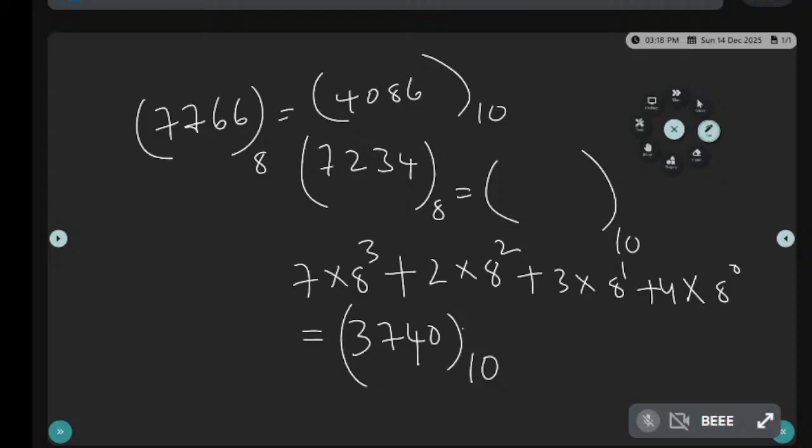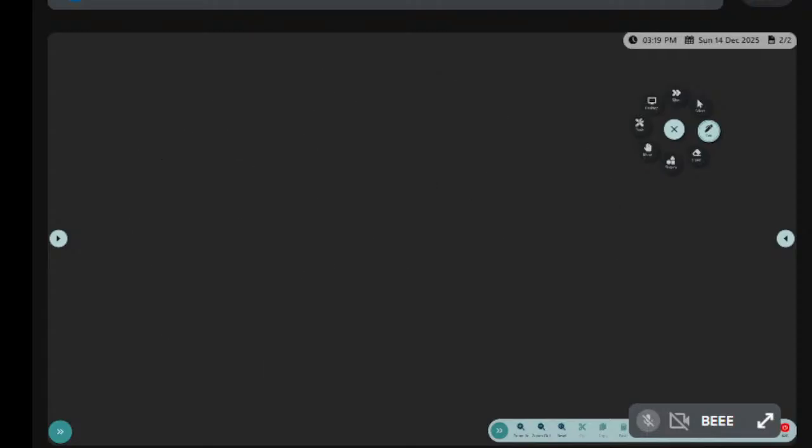No fraction, decimal say. Without decimal it is. Now 475.25 base 8. Convert into decimal. 2 into 8 power minus 1, 5 into 8 power minus 2. Okay.